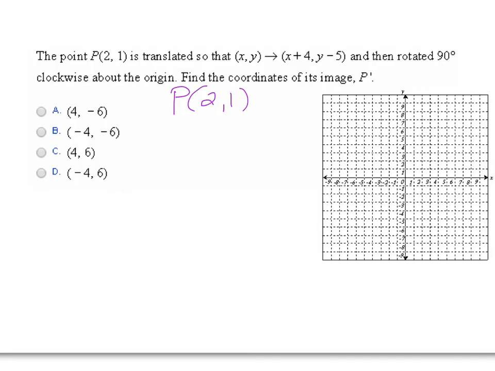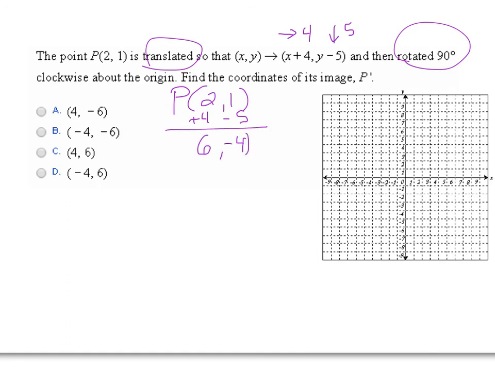All right, so just like we ended the last video, we're going to go through and translate something, and then we're going to rotate it. So we're going to do 2 of the pieces we've done so far. Remember, this x plus 4 right here means that it's moving to the right 4 spaces. The minus 5 tells us it's moving down 5, so I need to add 4 and subtract 5 accordingly. So I would get a 6 and then negative 4. So that's after the translation.